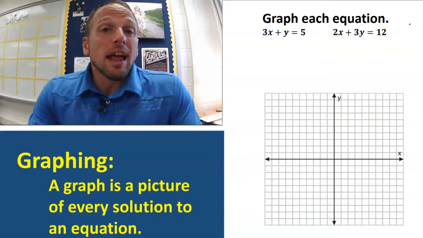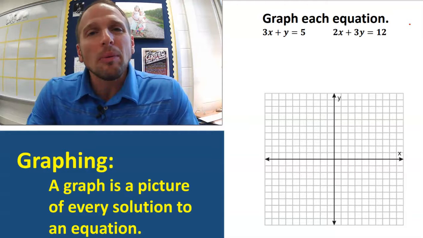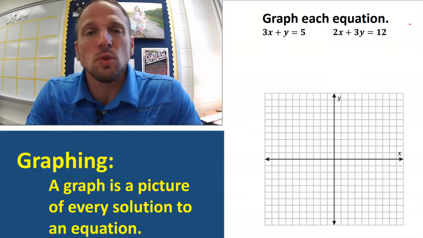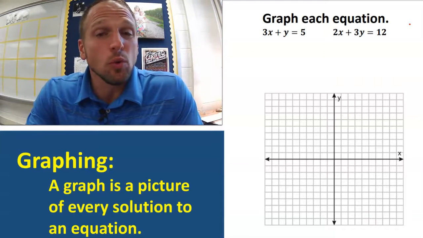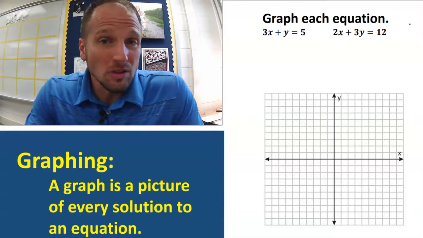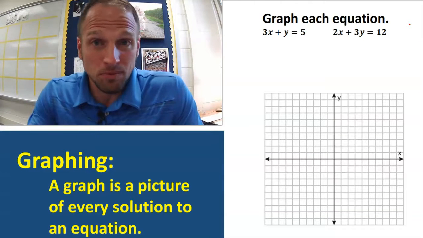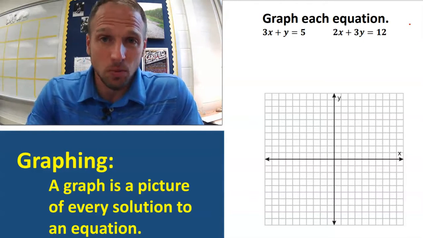Okay, so last time we were graphing equations in slope-intercept form, and if you remember, a graph is just a picture of every single solution to an equation. And so we could make an XY table if we wanted to, or we could just find the y-intercept and find the slope and go from there. That's what we're going to do again today. We're just going to find the y-intercept and slope and go from there.